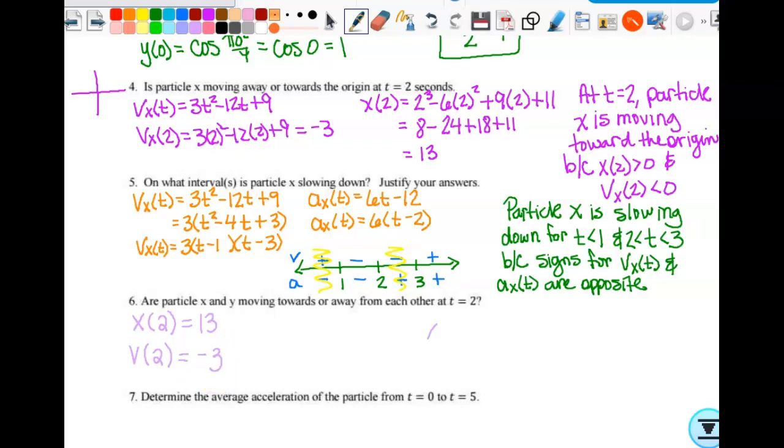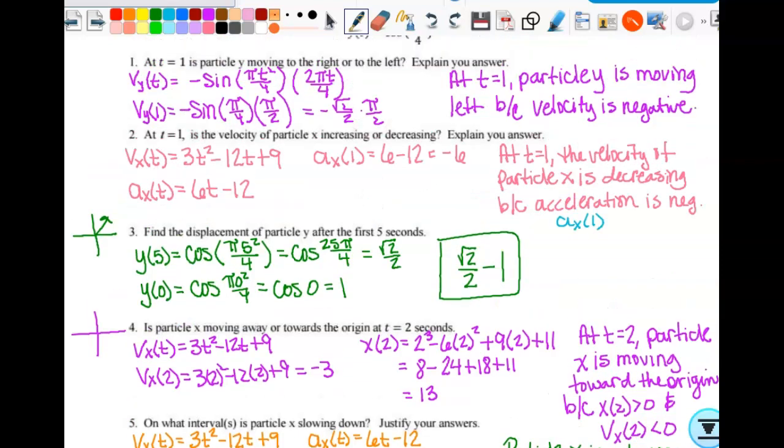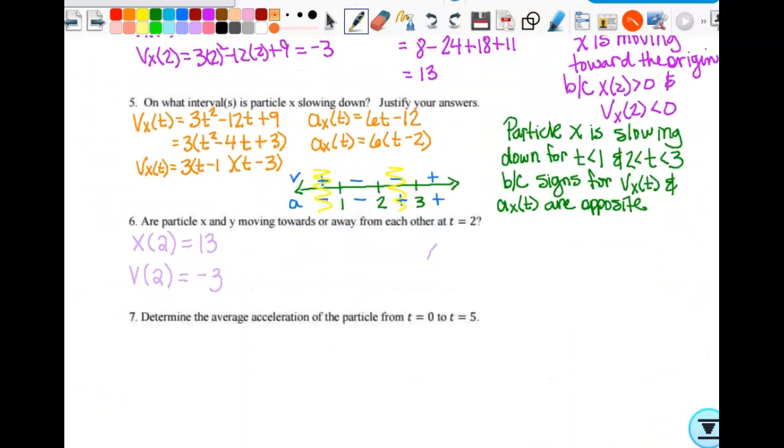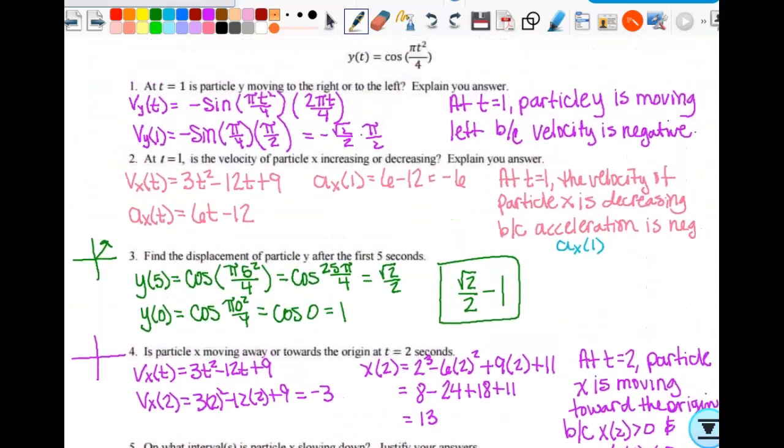All right, so these two pieces of information, I can describe what particle x is doing. It's at x equals 13. Its position is 13 on the x-axis, and it's moving to the left. All right, so let's look at particle, which particle was that? Oh, particle y. He has an x and y. All right, do we know y of 2? We haven't done that yet? All right, so y of 2.